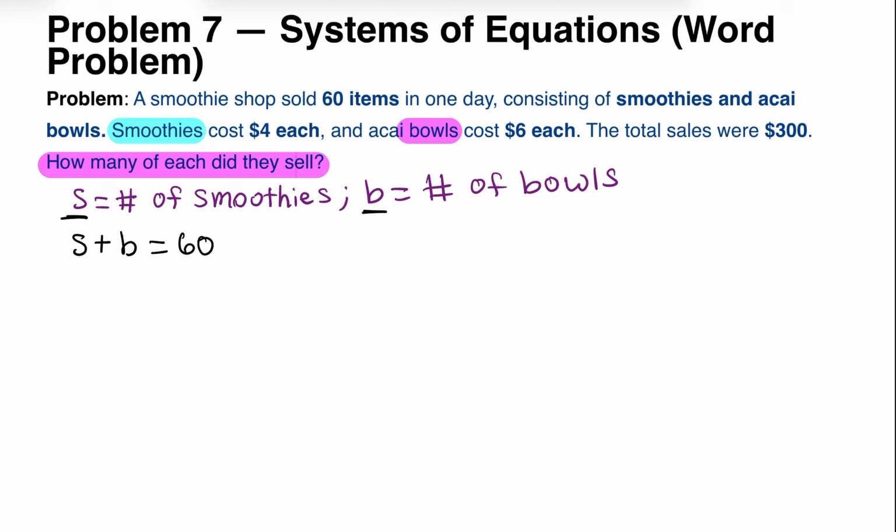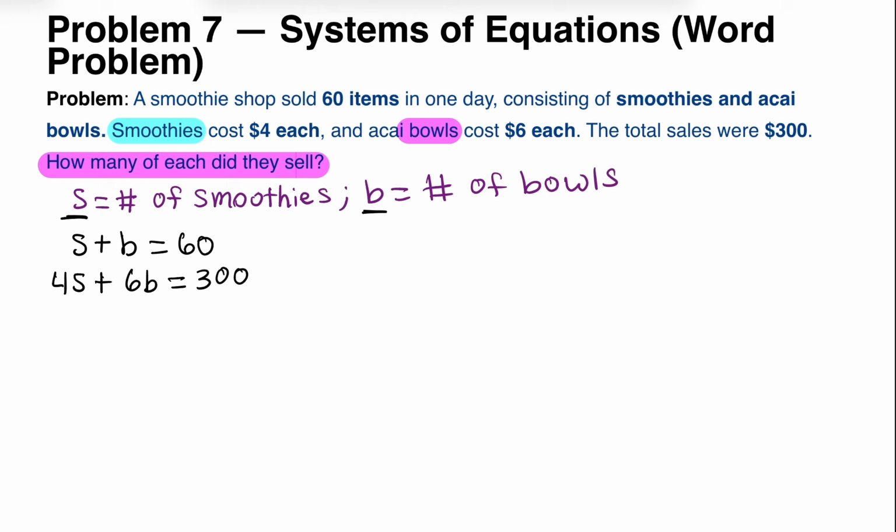Now for our second equation, we know that the total sales were $300. So that means each smoothie is $4 while each bowl is $6. So we'll write this as 4 times S, because the 4 is for $4 for smoothies, plus 6 times B, so $6 for the bowls, equals a total of 300.